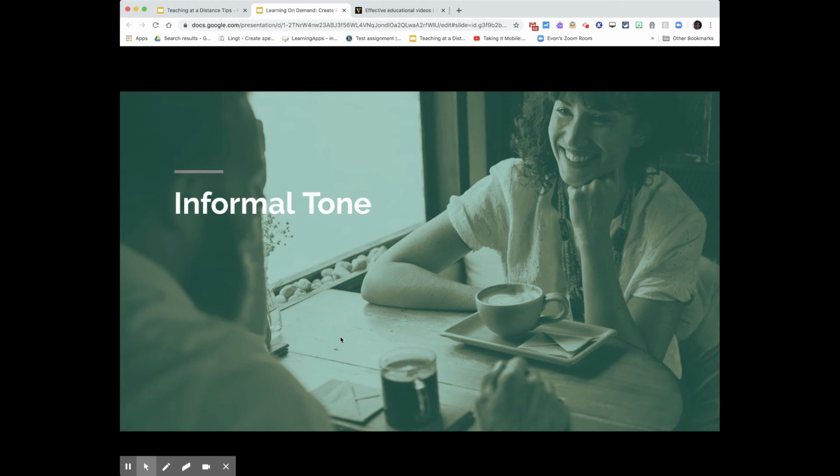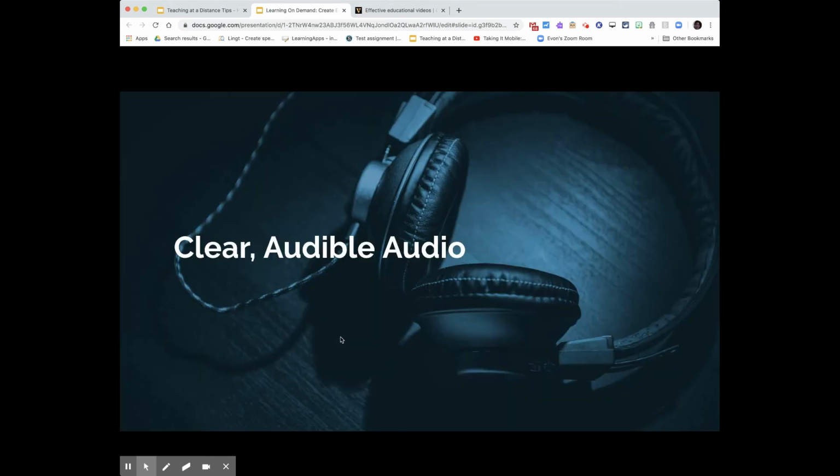Keep your voice in an informal tone so that it sounds like you're talking to them. They're going to come away feeling much more refreshed and relaxed and more interested in what you had to say. Make sure your audio is clear and audible so that, number one, they don't have to strain to hear you, because that's one of the sensory channels. And two, you might have dogs in the background barking, cars on the highway. Make sure you're in a quiet place so the learner can listen to you.